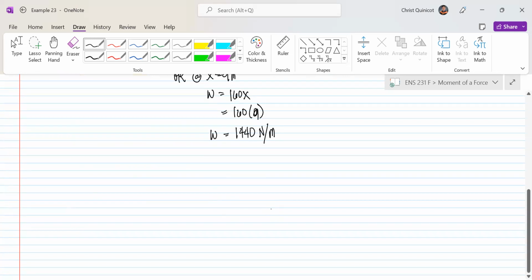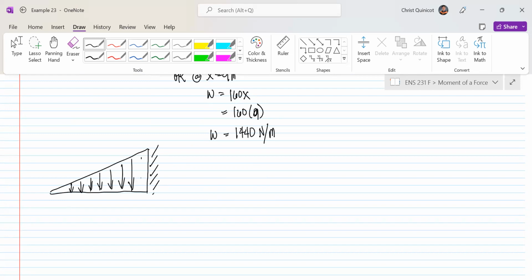So now we can view our distributed loading as two-dimensional. So it becomes, this is uniformly varying, and this part here is fixed, right? So we have arrows going down, and until here, the very last part is 1,440 Newton per meter, and the entire length is 9 meters.